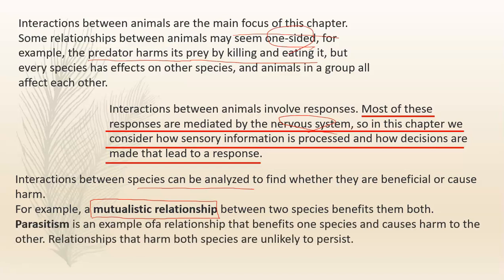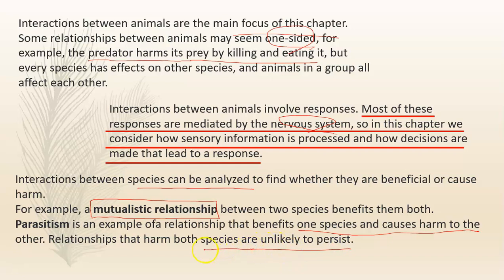But parasitism is an example of a relationship that benefits one species and causes harm to the other one. That's why we call them parasites. So only the parasite is getting the benefit, but the other gets harmed. Relationships that harm both species are unlikely to persist.